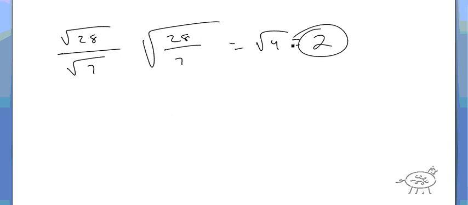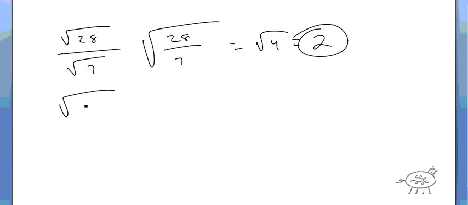What about this one? Root 28 over root 7. What are you going to do first? See if you want to simplify that fraction. And sure enough, look at that. Sweet. That's just 4. Square root of 4 is 2. That's my final answer. Not bad.